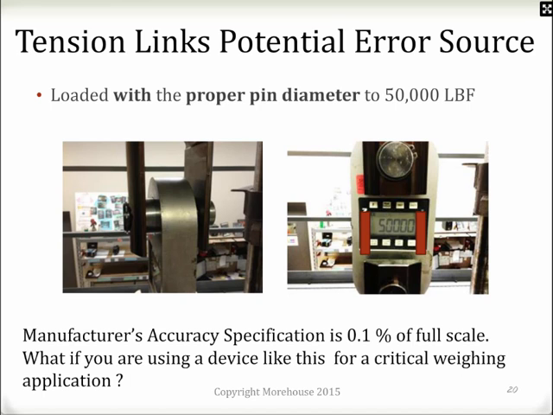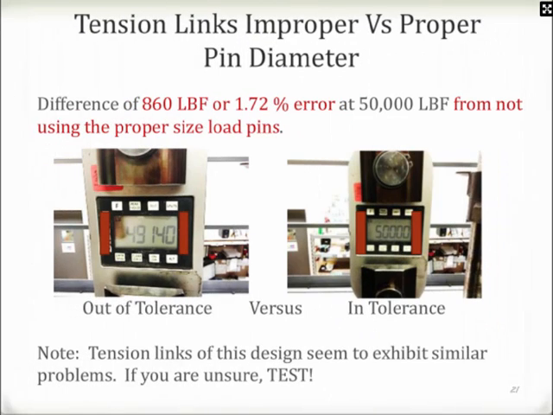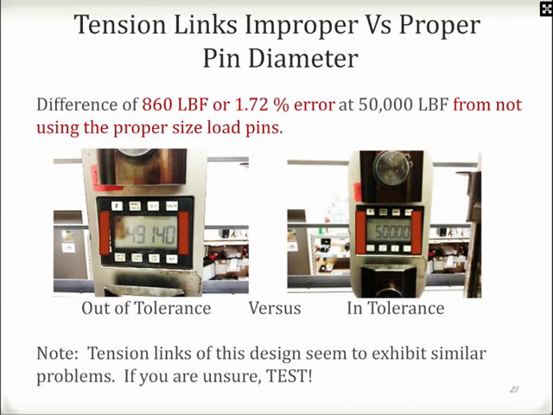We had somebody come at a trade show and say, hey, we're weighing uranium with these things. I said, well, can you afford to be out 1.72%? Their answer was simply no. That gets us in a lot of trouble. So if we look at the out of tolerance versus in tolerance, there's a difference between loading with a proper pin size and loading without the proper pin size, in this particular example, of 860 pounds, or 1.72% error at 50,000 pounds of force.